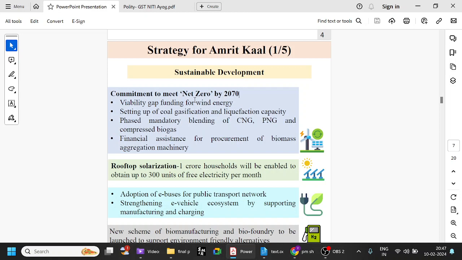For wind energy, they are providing viability gap funding. And when you say wind energy, the prominent players are Tamil Nadu and Vizhinjam in Kerala, etc. A lot of wind energy plants have come up in Tamil Nadu, etc. Try to remember that. Setting up of coal gasification and liquefaction capacity. Phased mandatory blending, so this mandatory blending of CNG, PNG, etc. You have to remember this.